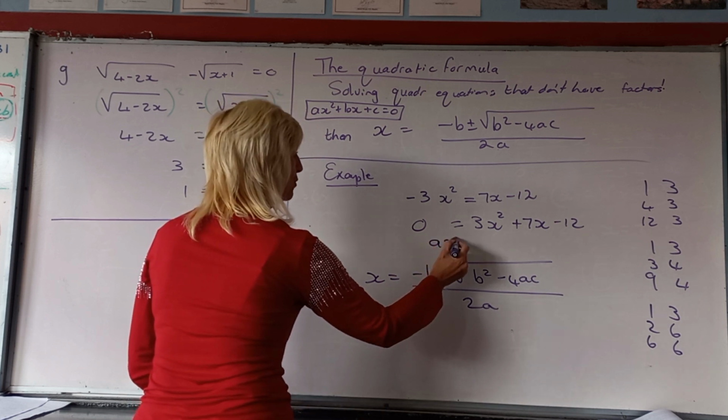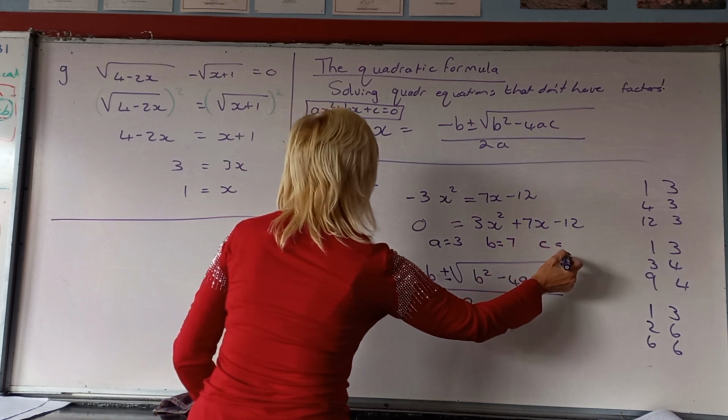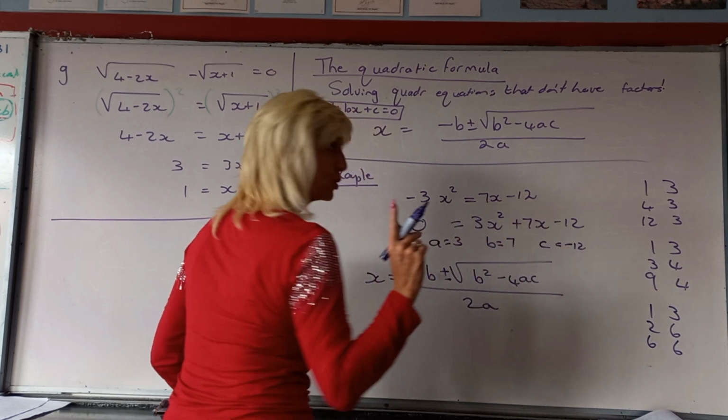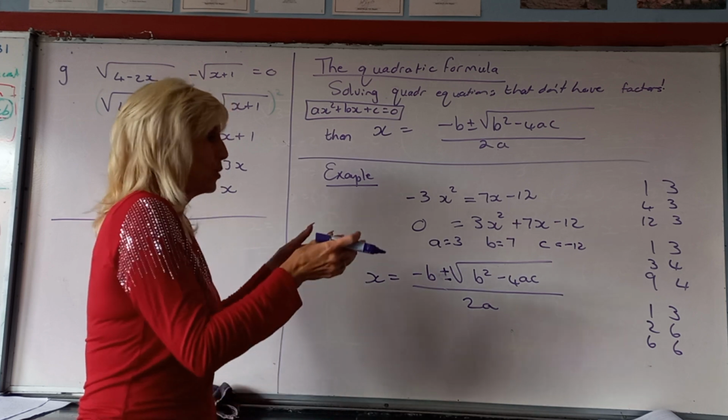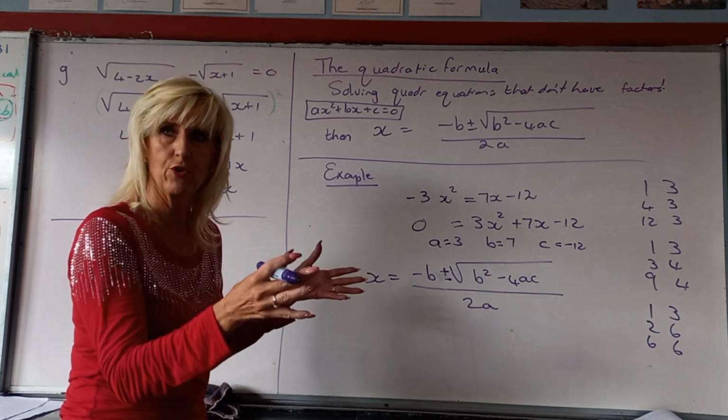A is equal to 3, B is equal to 7, and C? Negative 12, guys, not 12, negative 12. So we're substituting it in, and that's it. Bob's your uncle, and we've got the answer.